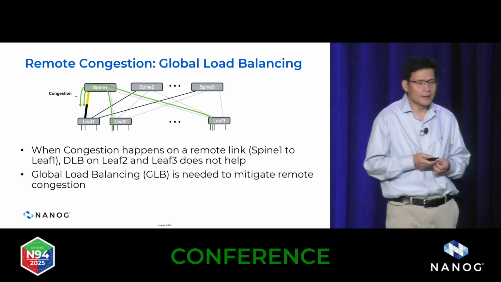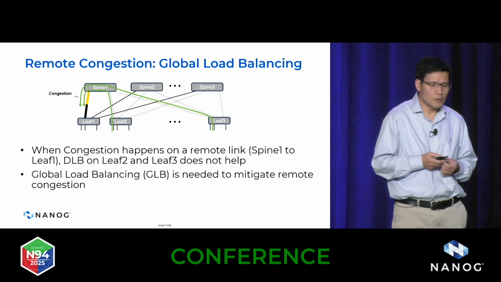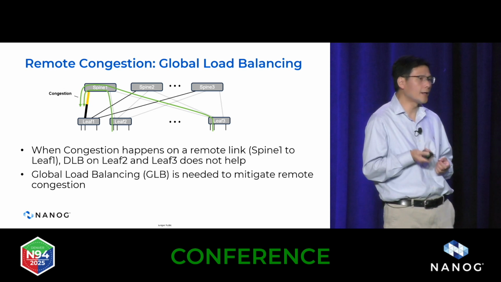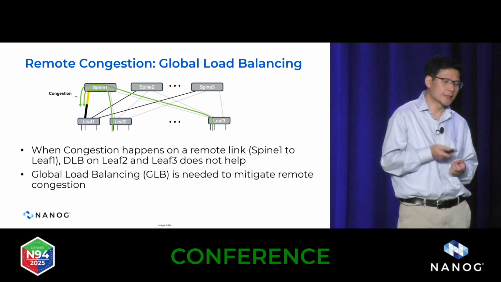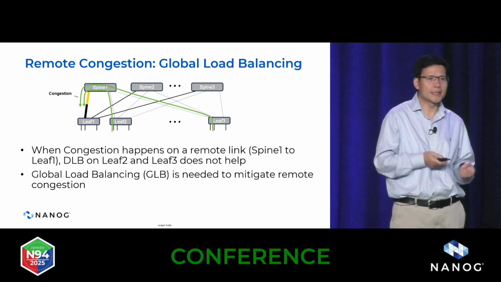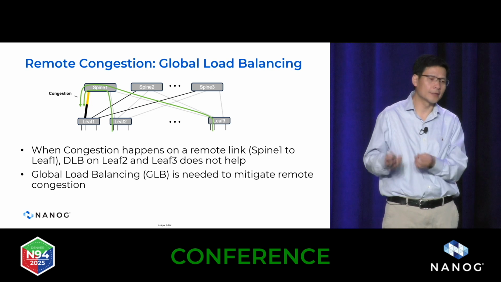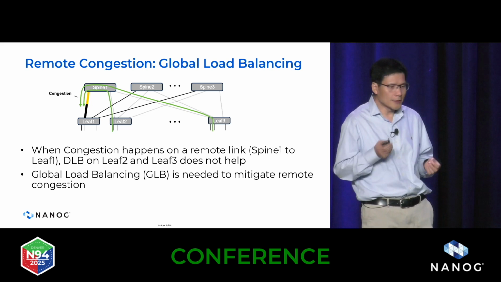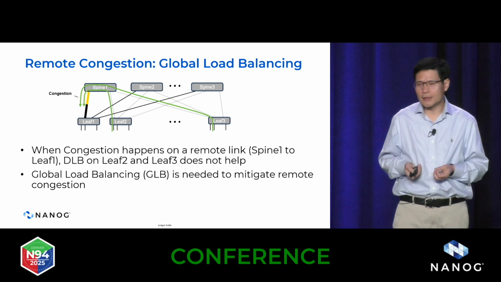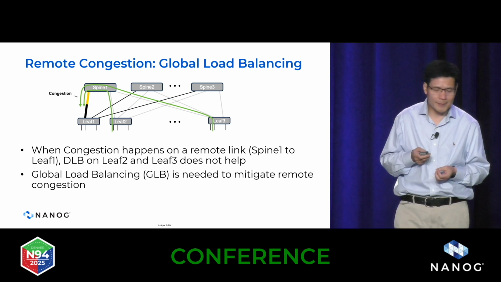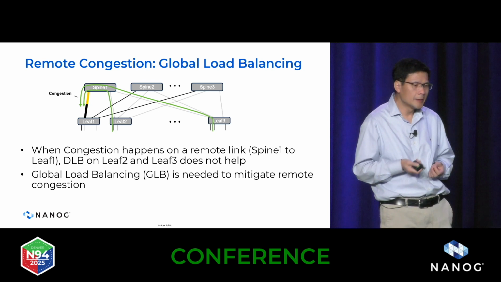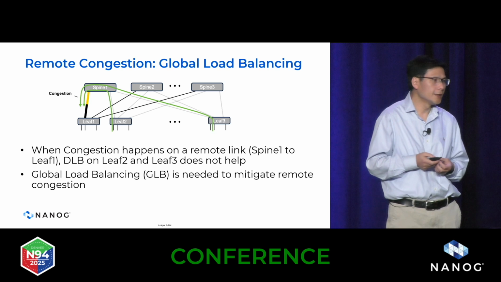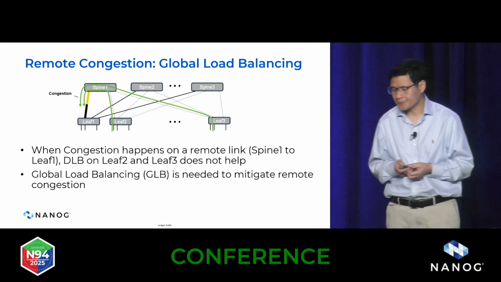As you can see here, dynamic node balancing would not help on spine 1 because spine 1 only has a single link towards leaf 1, and there's really no alternative link for it to offload that congested traffic. And on leaf 2 and leaf 3, dynamic node balancing would not be able to help either, because those local links on leaf 2 and leaf 3 are not congested at all.